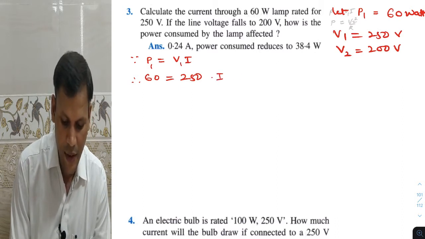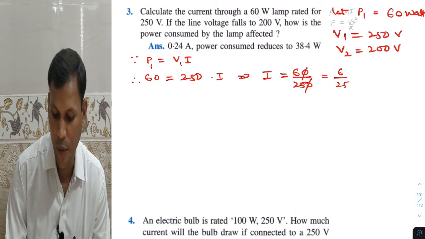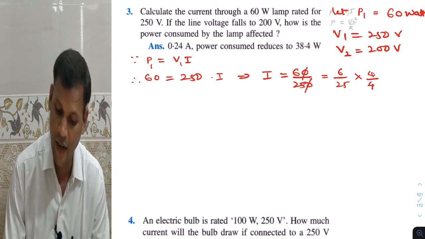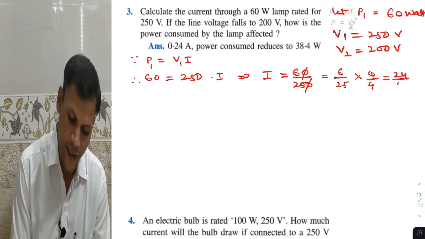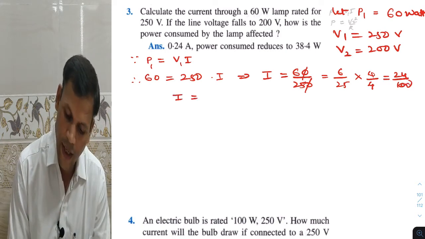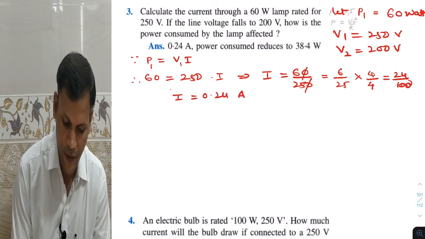So it implies that what will be I? I will be 60 by 250. So these 0 will get cancelled. You can write 6 by 25. थोड़ा simple way बता रहा हूँ calculation का. Multiplied by 4 divided by 4, because denominator will be 100. So हमारा calculation easy हो जाएगा. And 6 4s are 24 by 100 we are getting. So we get I is equals to 0.24 and unit of current is ampere.